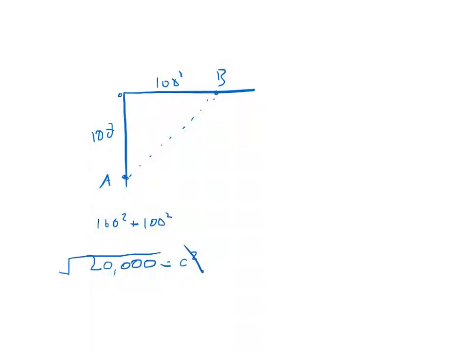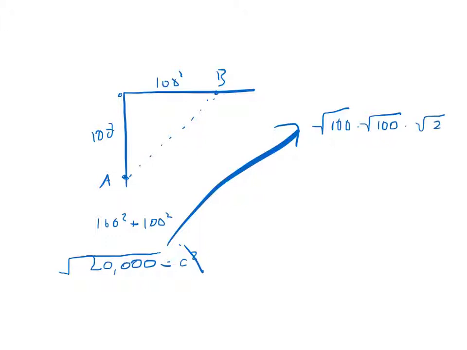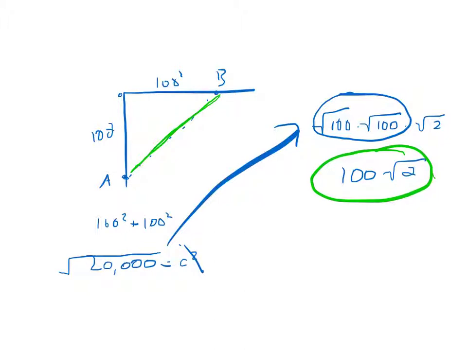That cancels that out. Now I can simplify square root of 20,000. That's going to be square root of 100 times the square root of 100 times the square root of 2. And if I combine these two right here, they will equal 100 times the square root of 2. So the actual distance between A and B is 100 times the square root of 2 yards.